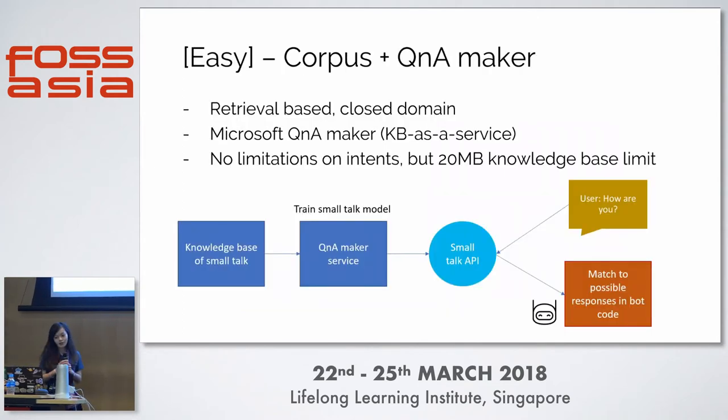All right, so the easy option is using a corpus, a body of text that you want to train the bot on, and Q&A Maker. Q&A Maker is like a knowledge base as a service. There's no limitation on the intent, but it's a 20 megabyte knowledge base limit, which is still a lot of text. So I'll just quickly demo how that would look.